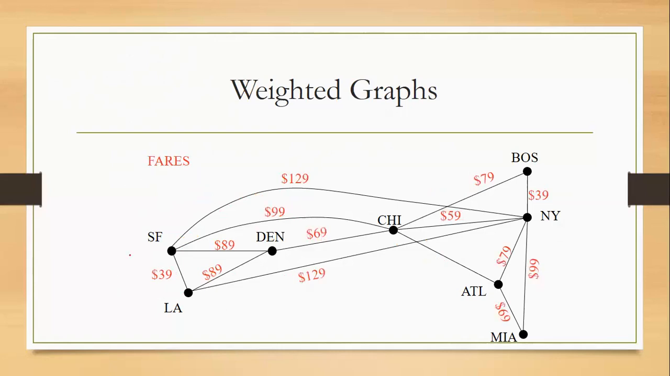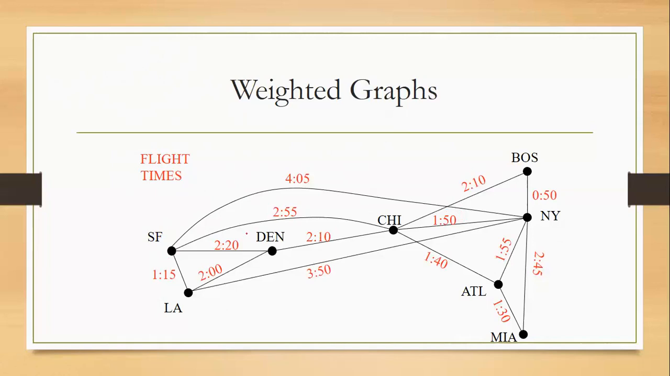Apart from that, we have the fare. What is the least fare that we can take to travel from Chicago to Miami or Atlanta? This is with respect to fare. So suppose we are looking for the cheapest fare, or we may also look for the least amount of time. The flight times have been given. So in this way, we can model various problems based on the weighted graph.